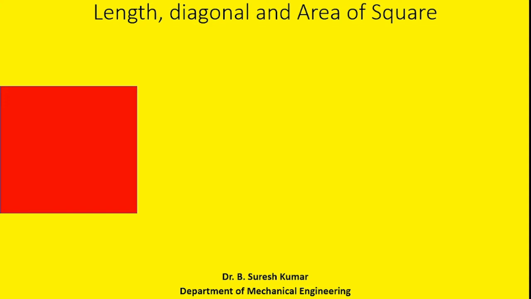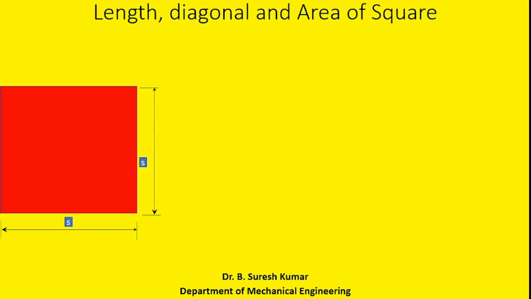According to this slide, I consider the red color region as the square. The square always has the side length and the perpendicular length the same. So here the base length is S and the perpendicular length is also S. Okay, this is the dimension I have for the square.